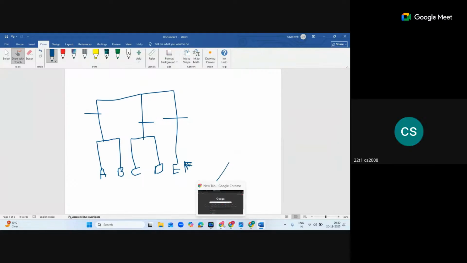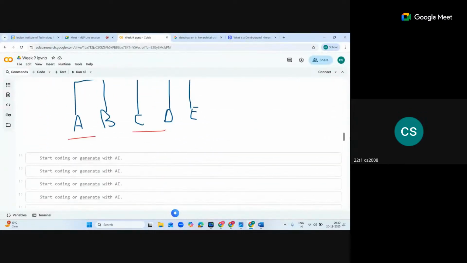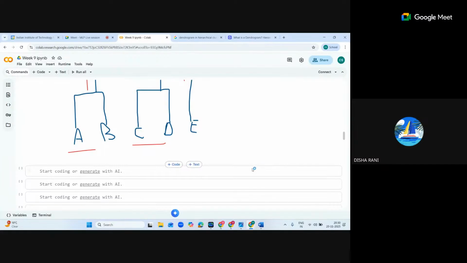Okay, so this is done. Shall we implement it now? Shall we go to the code part? The code part is very simple. It's just like k-means, nothing else. Yes, sir, let's implement this.